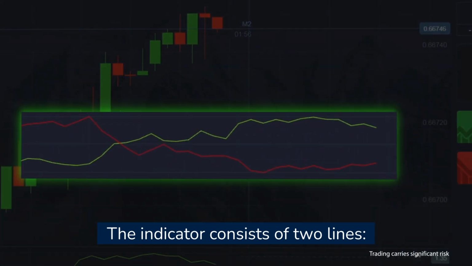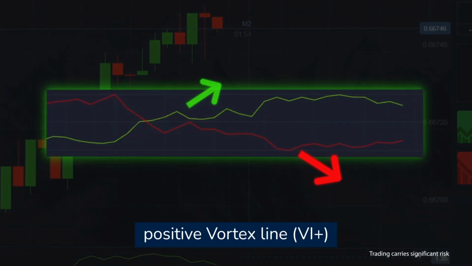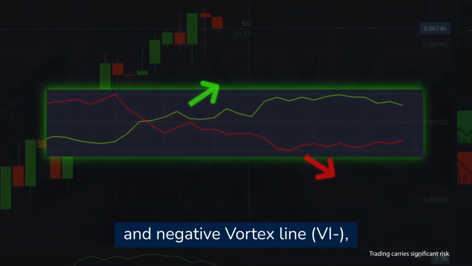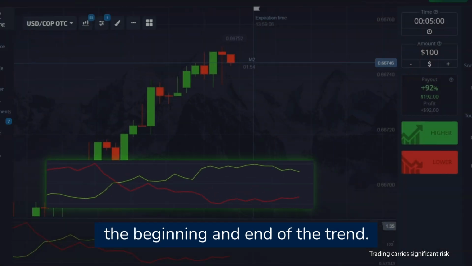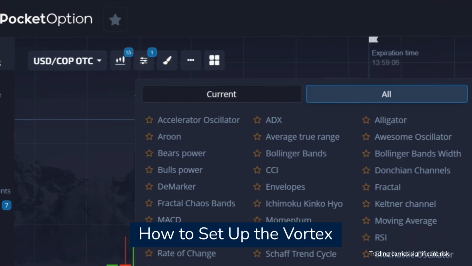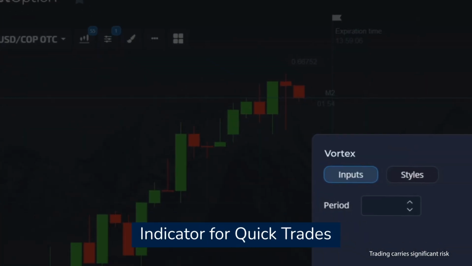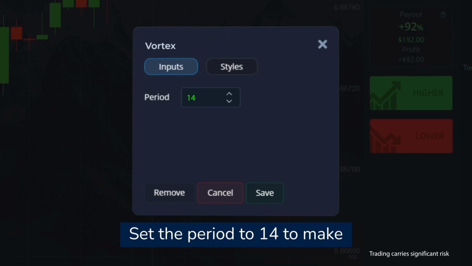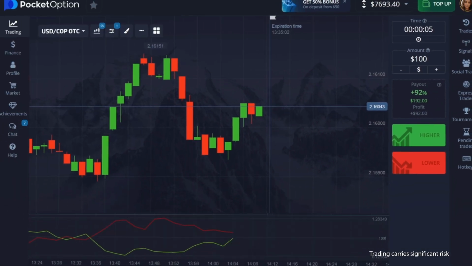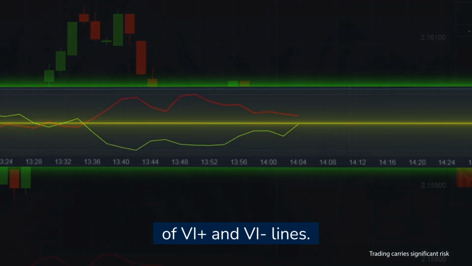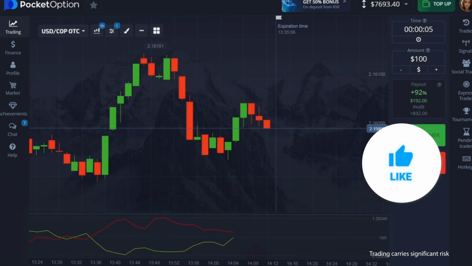The indicator consists of two lines, the positive vortex line and the negative vortex line, which help to determine the beginning and end of the trend. How to set up the Vortex indicator for quick trades. Set the period to 14 to make the indicator more sensitive to short-term price movements. Watch for crossovers of the positive and negative vortex lines.